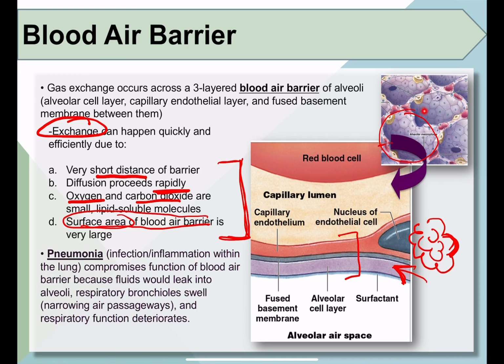When you have pneumonia, the inflammation can cause fluid to seep through into the alveoli, so your alveoli are filled with fluid instead of air. This really limits the ability for gas exchange to happen efficiently when you have all this fluid stuck in your alveoli. Respiratory bronchioles will swell as well due to the inflammation, which means there will be constriction of airways. And overall, everything the lungs are supposed to do to provide us with oxygen and allow carbon dioxide to come out becomes compromised when you are infected with pneumonia.